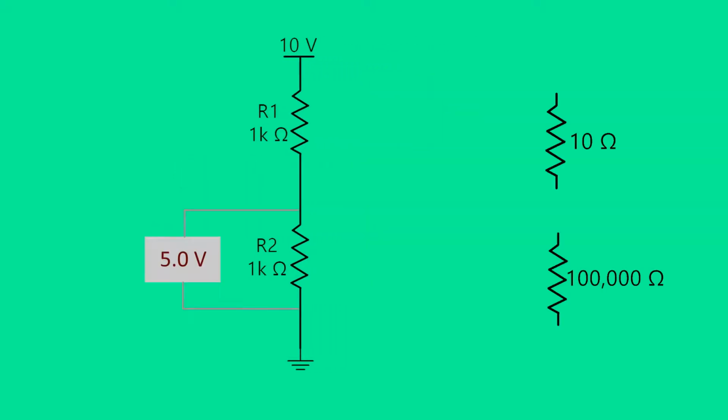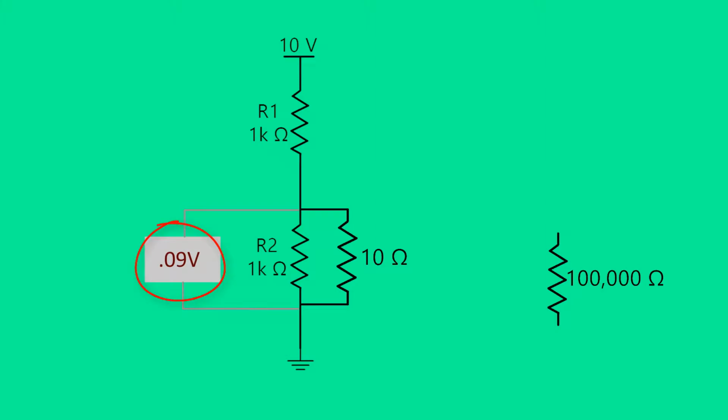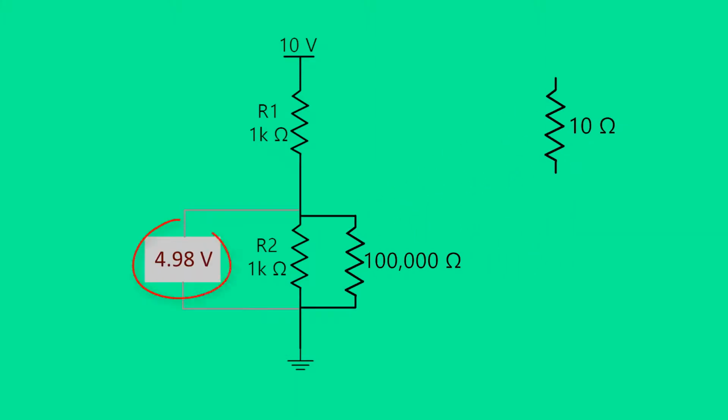One of 2 resistors are to be placed in parallel with resistor R2. Which of the 2 affects the voltage of R2 the least? In other words, which one of the resistors, when placed in parallel with R2, results in a voltage closest to 5 volts? When the 10 ohm resistor is placed in the circuit, the voltage of R2 drops to about 90 millivolts. When the 100,000 ohm resistor is placed in the circuit, the voltage of R2 changes only a small amount.